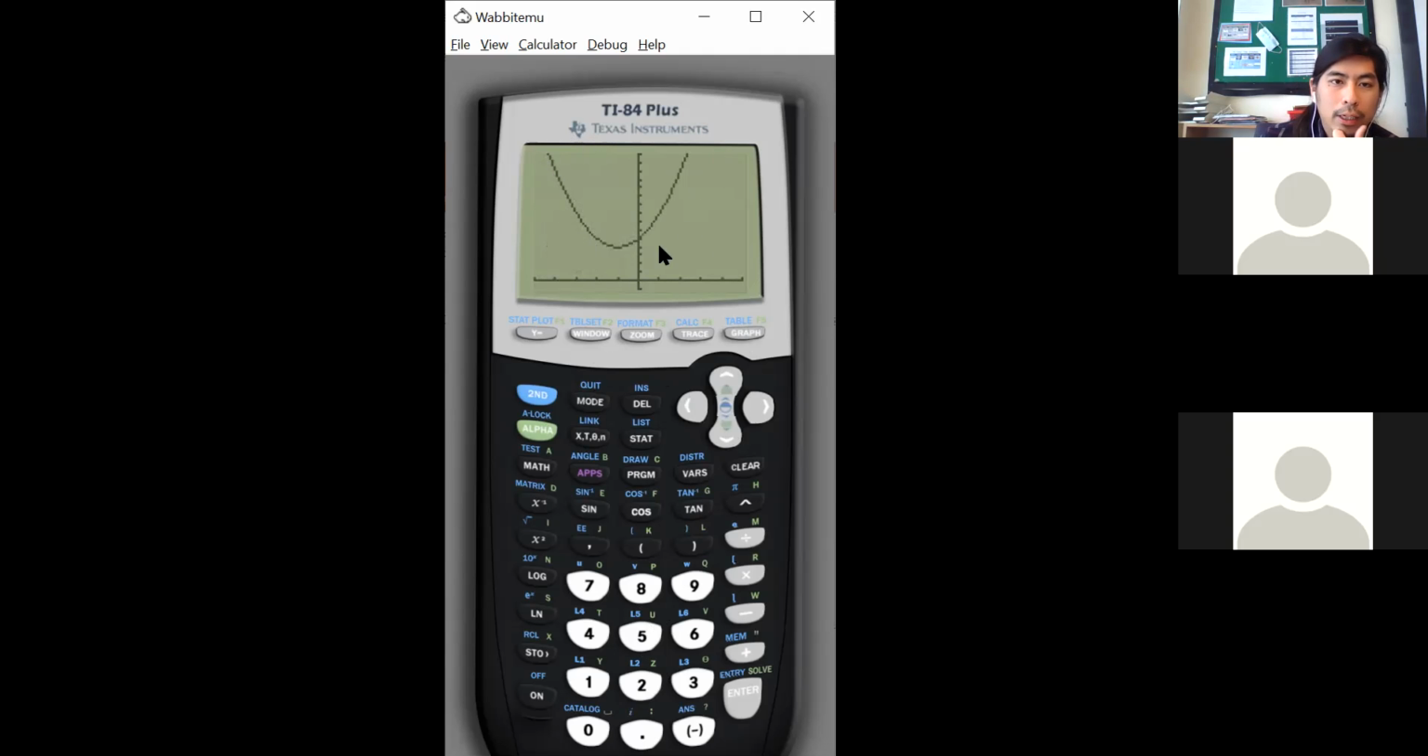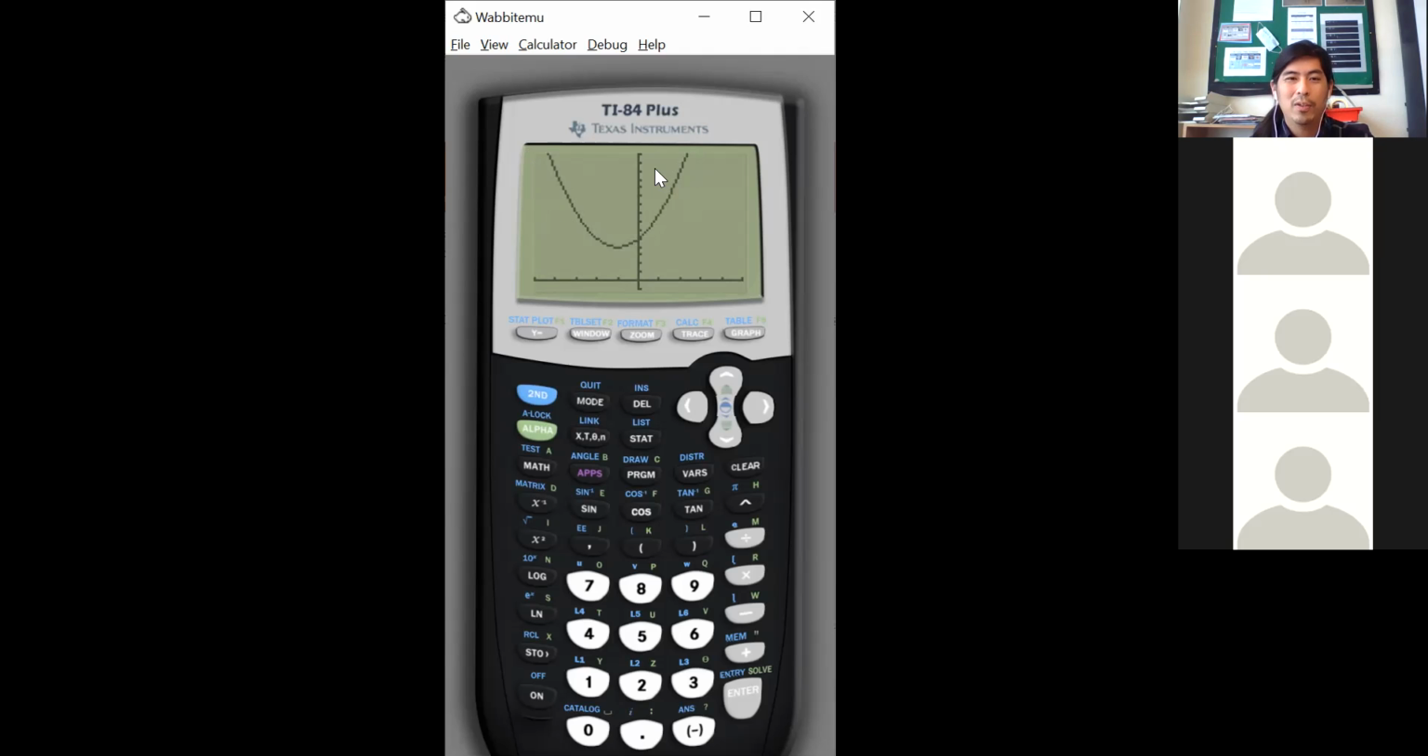Okay, you should have a parabola. I want you to notice something. What do you notice about this parabola? Just visually, what do you see? How would you describe this to someone? Anyone? Parabola. Okay, yeah, it's a parabola. How else would you describe it?